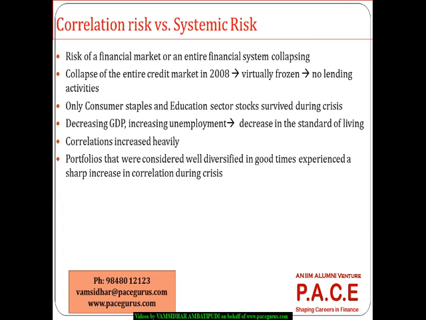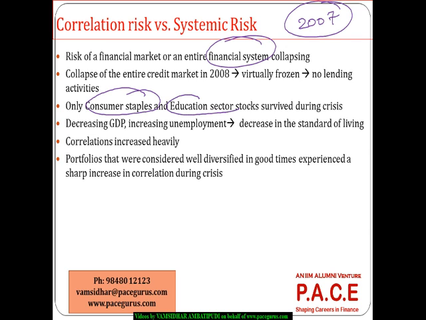Then looking at the other dimension, which is the systemic risk, we have seen the 2007 collapse is a good example of correlation playing a role in the entire systemic risk. Entire financial system is collapsing. The whole market has frozen, no lending activities except for a few sectors like consumer staples and education. Consumer staples is required even whenever the economy has gone down, so that particular sector, especially Walmart, was the only company whose stock price did not go down even when the whole economy has gone down.